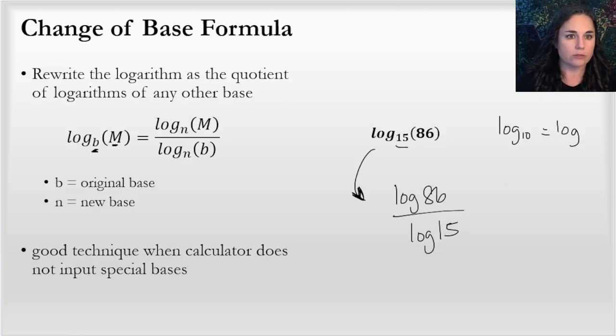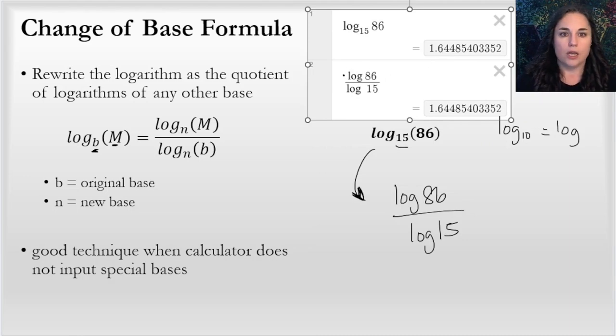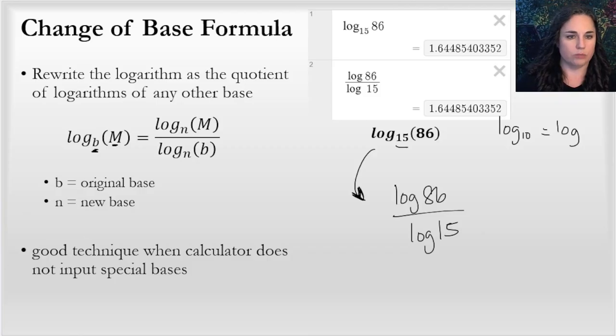And to double check, I got this out in Desmos. Desmos is fancy enough that I can put a log base 15 in it. You can see the log base 15 of 86 is 1.6 and some stuff. If I take the common log of 86 over the common log of 15, I get that same number back. You can see that they're equivalent. So that's what that expresses. It can be convenient sometimes to do it.